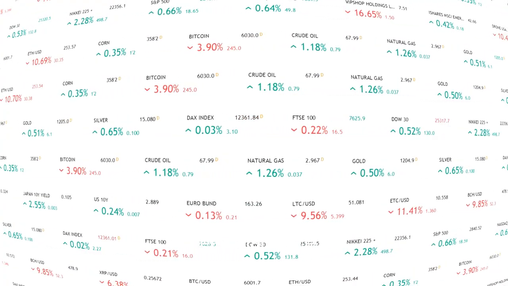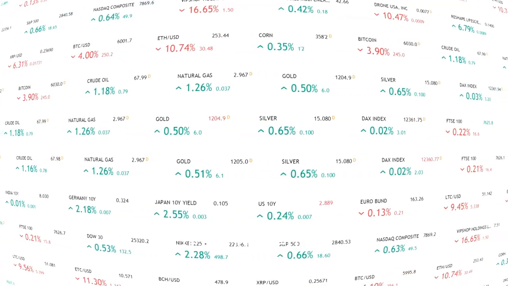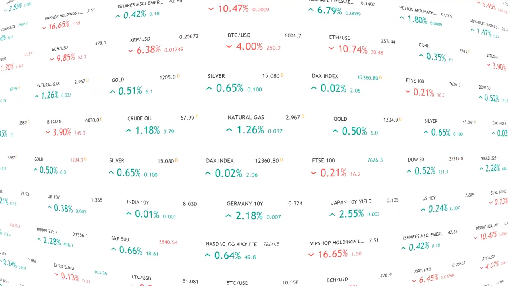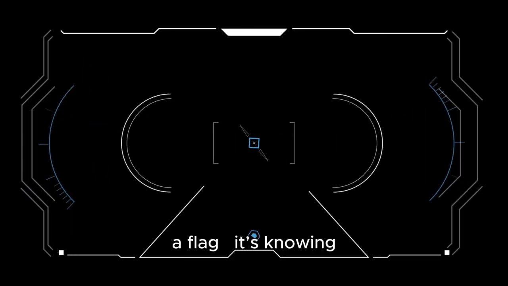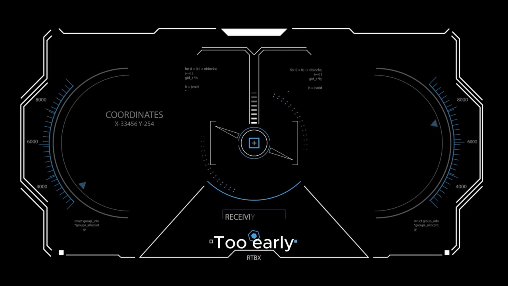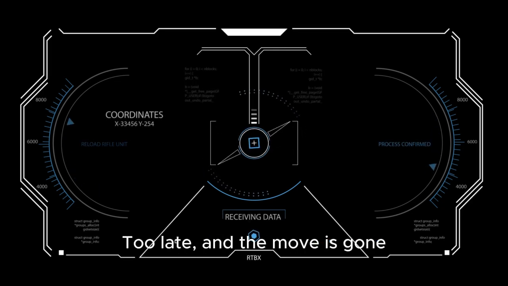Why? Because real charts are messy. Flags aren't textbook perfect, and price action can fake you out, often right before the real move happens. The core challenge for traders isn't spotting a flag. It's knowing when that flag is ready. Too early, and you risk a false breakout. Too late, and the move is gone.